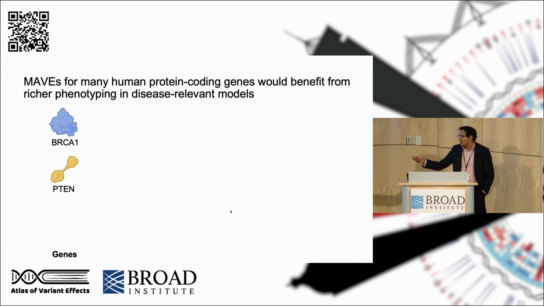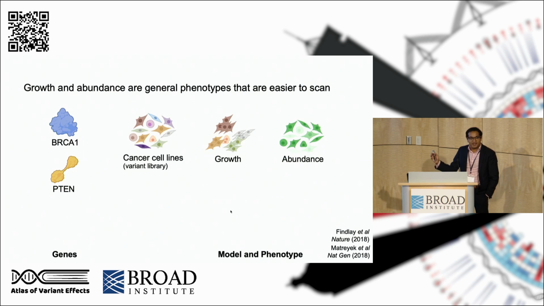For example, two proteins that have been scanned in the last few years are PTEN and BRCA1, both in really great papers in 2018. They were scanned in cancer cell lines with phenotypes of growth and abundance respectively. And these are two really general phenotypes that can be scaled to a whole number of genes.